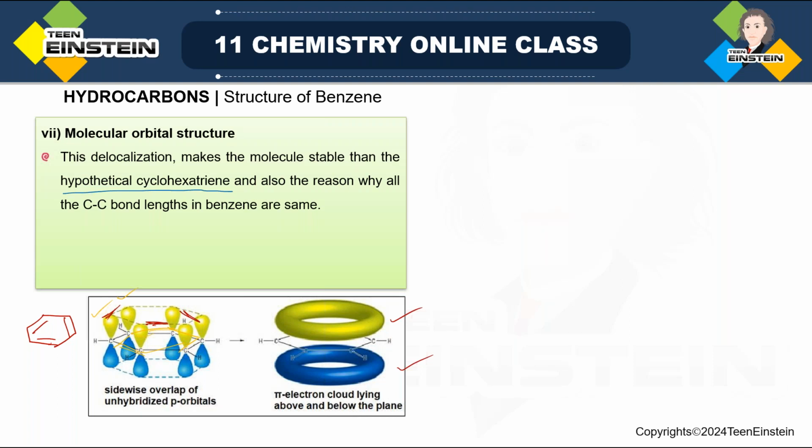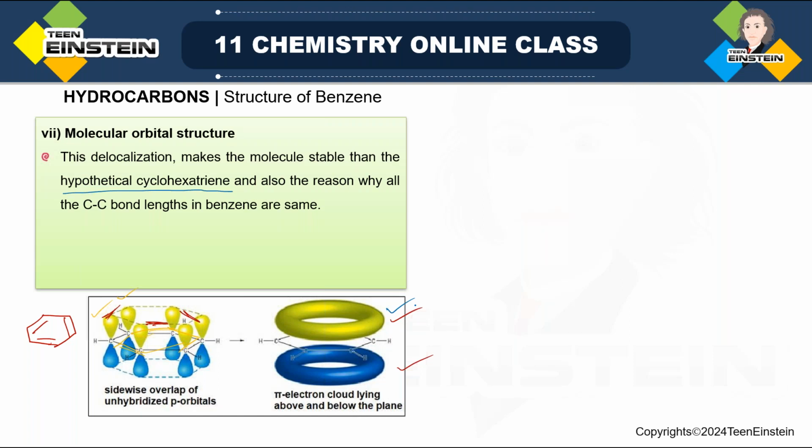These double bonds are always changing their positions. You have to consider this type of pi electron cloud above and below. And when there is a pi electron cloud above and below the plane, it is no longer cyclohexatriene, where the positions of double bonds are fixed. But now it is not so. So this is the difference between these two molecules: one is hypothetical cyclohexatriene and the other is benzene.